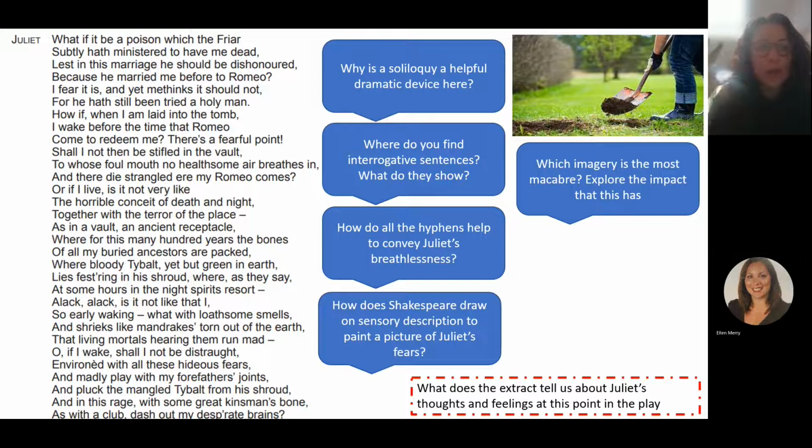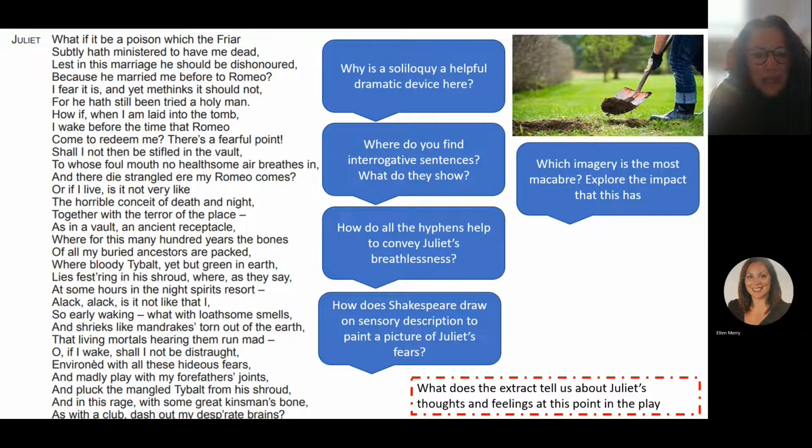What do they show? Are they showing confusion? Are they showing her uncertainty? Are they showing her trying to resolve herself? Throughout this particular soliloquy, hyphens are used. It helps build up the pace of her worries, talking about her nightmare, but it also structurally recreates Juliet's breathlessness of this particular moment that she's feeling.